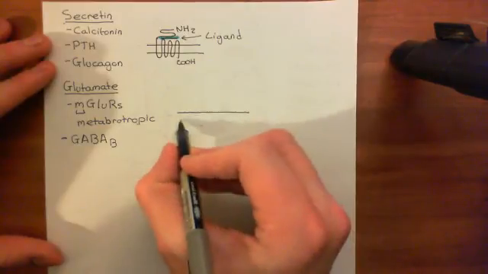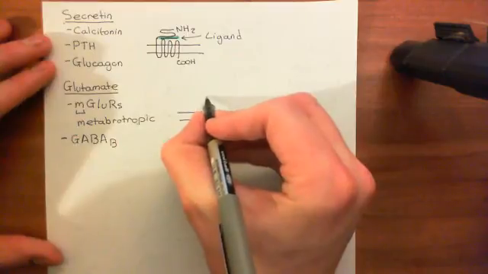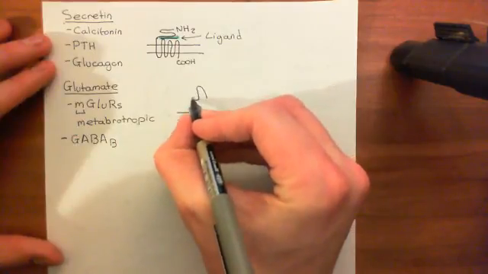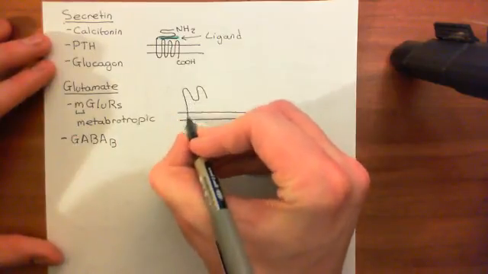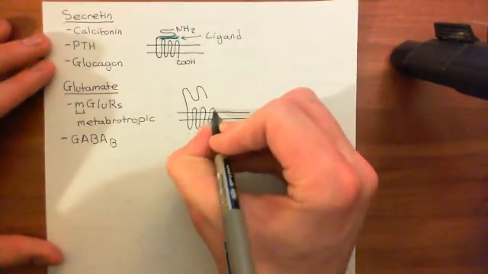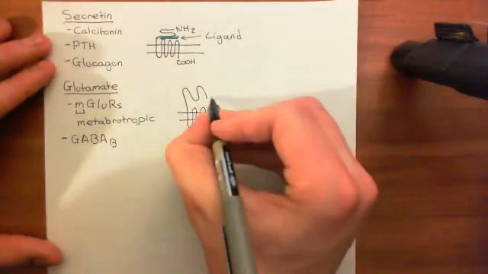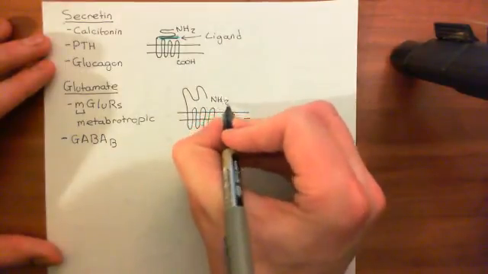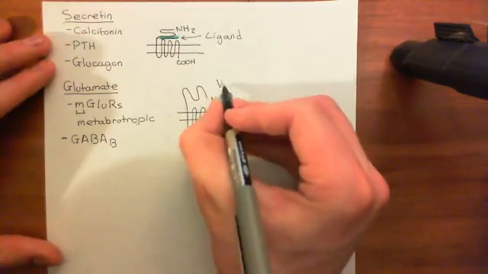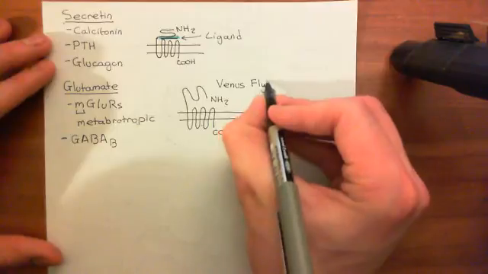Now, what characteristic feature do all the members of this family share? Well, again, it's the amino terminal domain that's special. The amino terminal domain of glutamate family G protein coupled receptors has a special domain that is called a Venus flytrap domain. This is what I'm showing here. So this is a Venus flytrap domain.